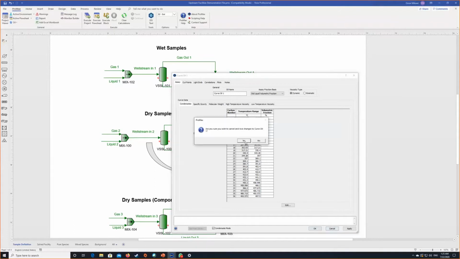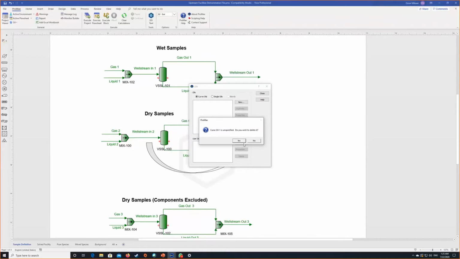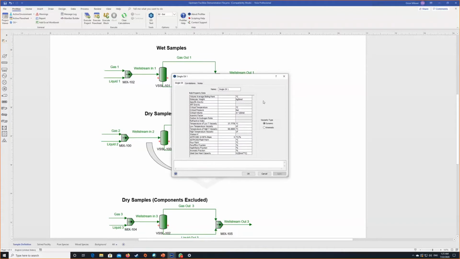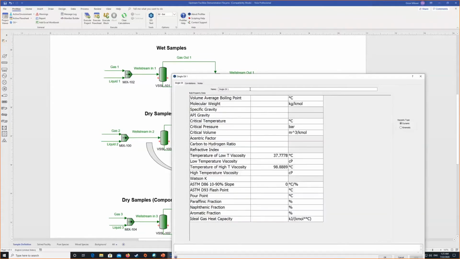So the more common method is to create a single oil. As you can see in my single oils, I have from C7 all the way to C80 in single oils. So let me add a new single oil to show you guys what our dialog box looks like. When I hit a new single oil, this is the information it asks for. I can label the oil to be whatever I want. For now, I'm going to keep it single oil 1.